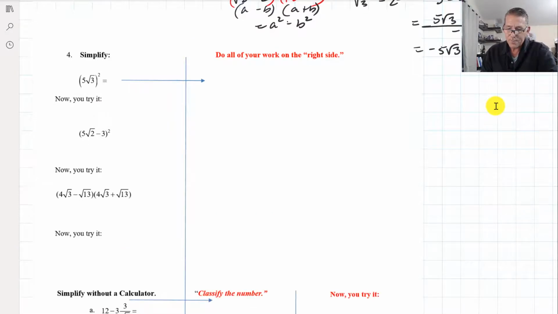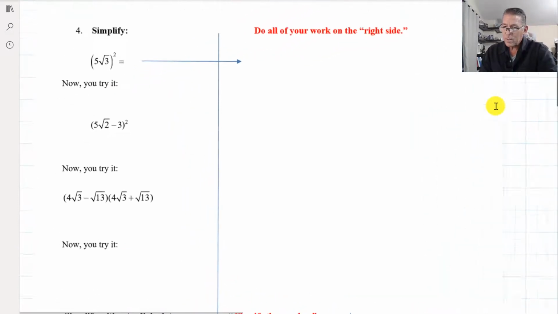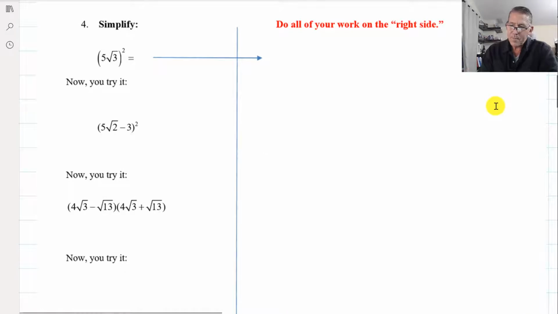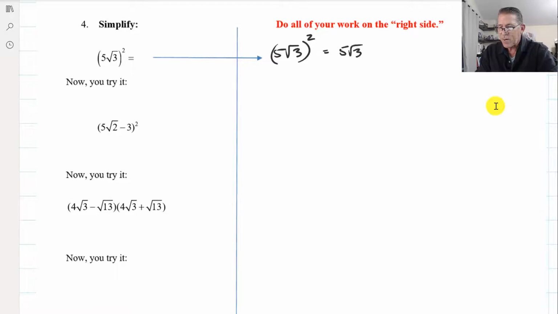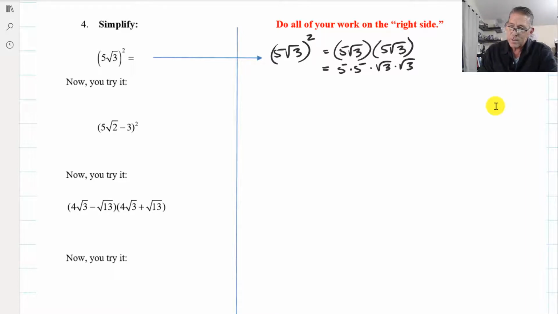Here we go. So number 4. So let's take 5 rad 3, okay? And you want to square this number here. There's 2 ways to do it. If you go back to basics, 5 rad 3 squared means 5 rad 3 times 5 rad 3. And what that means is that you got to multiply the 5s and you got to multiply the rad 3s. You got to multiply like terms.